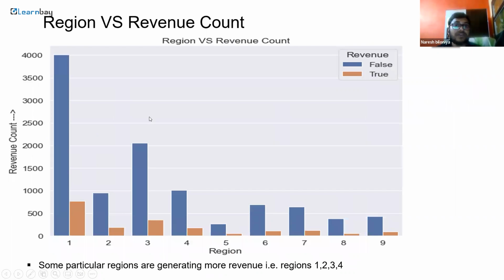And region-wise, if we talk about revenue, then we can see in these regions 1, 2, 3, 4, we are getting good revenue. We are generating good revenue. But for these regions, we are generating very little revenue.